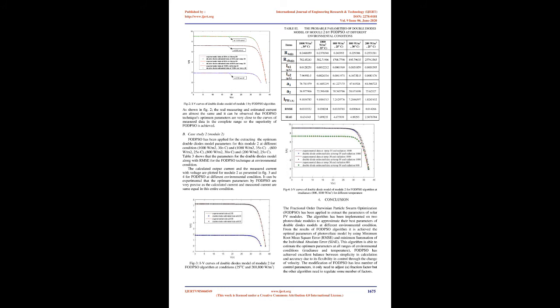In order to validate the correctness of the results, the current IL has been calculated by replacing the probable parameters for the double diodes models, and the measured current has been plotted for Module 1 as presented in Figure 2 for the FODPSO algorithm. As shown in Figure 2, the real measured and estimated currents are almost the same, and it can be observed that the FODPSO technique's optimum parameters are very close to the curves of measured data in the complete range, so the superiority of FODPSO is achieved.